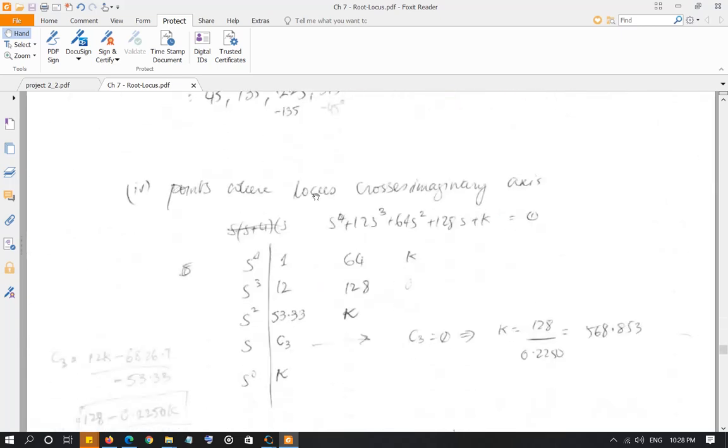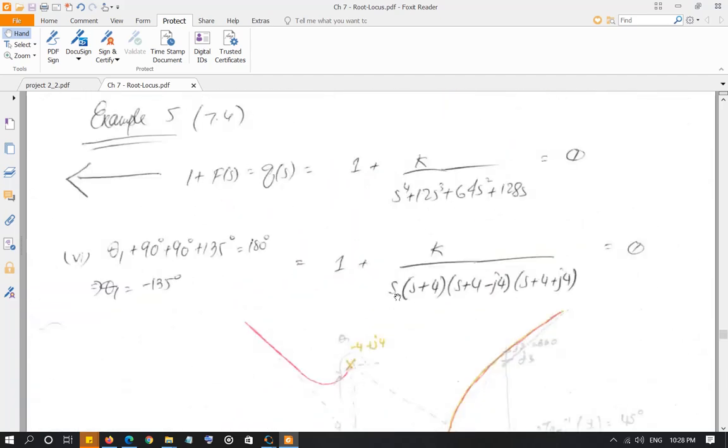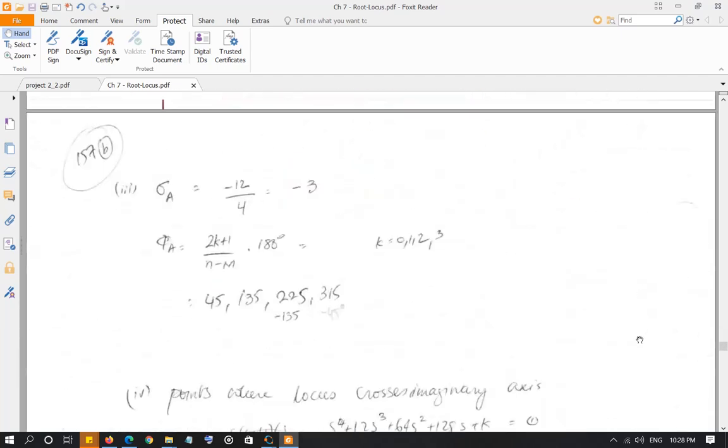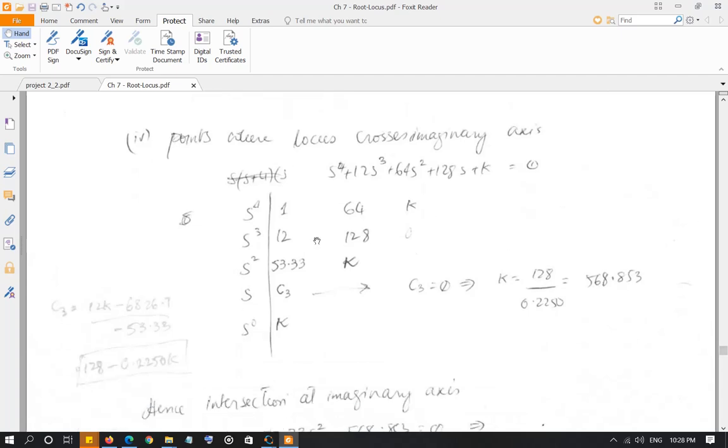So we're going to create the polynomial equation. This is our polynomial equation right here. It's going to be s times s plus 4 times these two roots here plus k equals 0. That's going to be our polynomial, which will turn out to be s^4 plus 12s^3 plus 64s^2 plus 128s plus k, and we're going to put it in the Routh-Hurwitz array and calculate this. You know how to calculate all this. This b3 is 53.33, this is k, c3 is this. Let's see, c3 equation is right here.